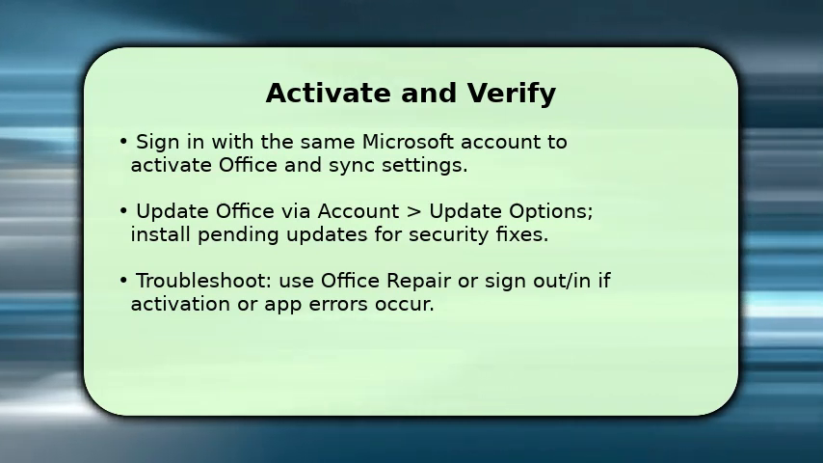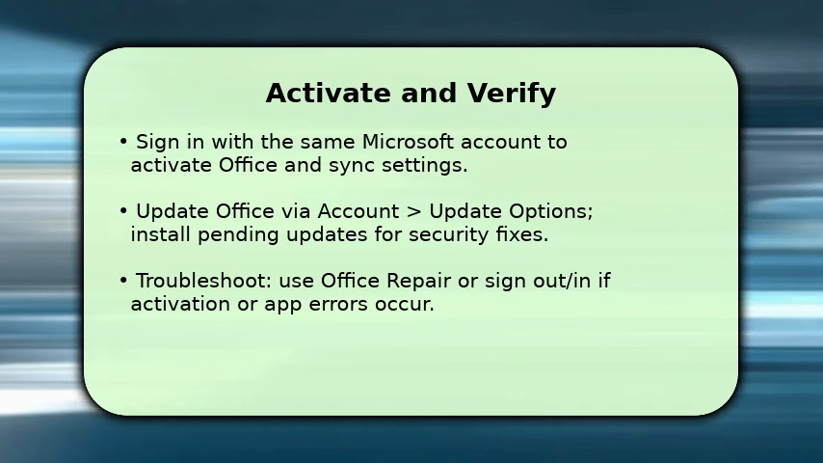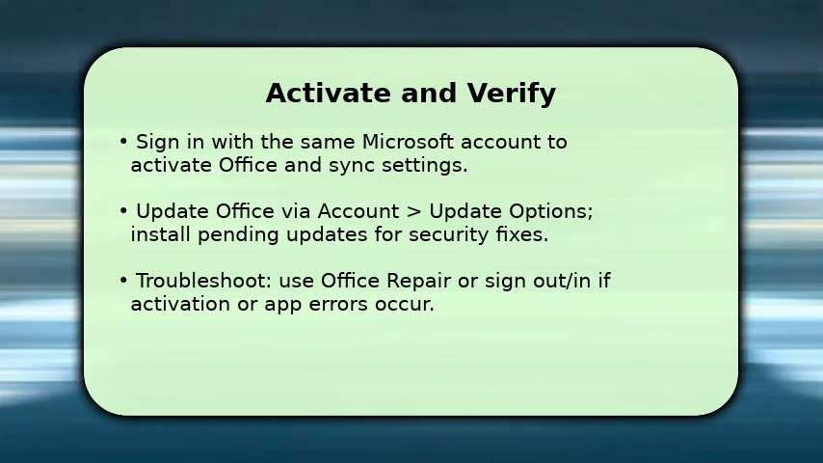Once activated, open any app, go to Account, and run update options to apply security and feature updates. Keeping Office current prevents compatibility problems. If things go wrong, try quick repair or online repair from programs and features. If activation fails, sign out and sign back in, because cached credentials often cause errors. This approach resolves most issues quickly and gets you productive.